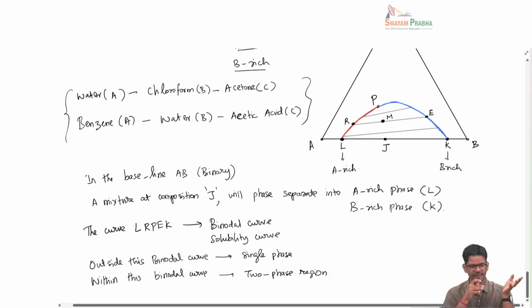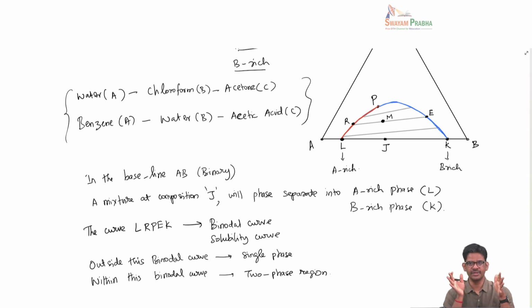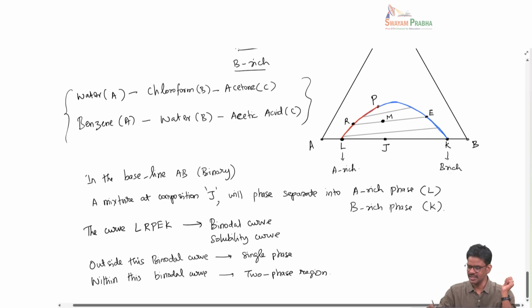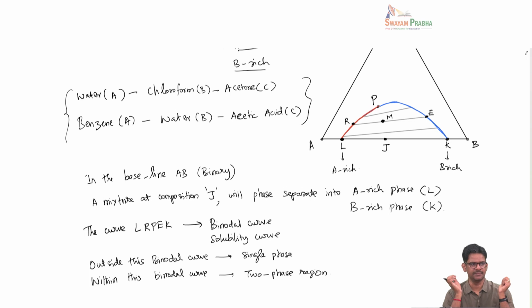In both the R phase and the E phase, all three components exist. A, B, C, all of them exist, but we are only saying that the amount of A present in R is more than the other two components. Similarly, at point E, the amount of B is rich compared to the other two components A and C.